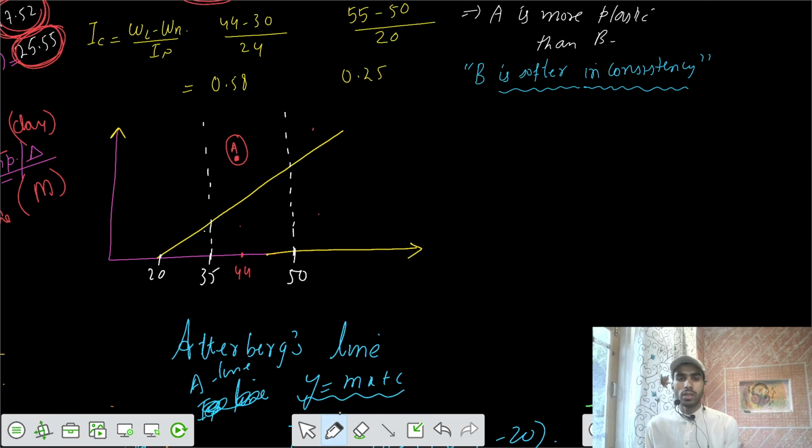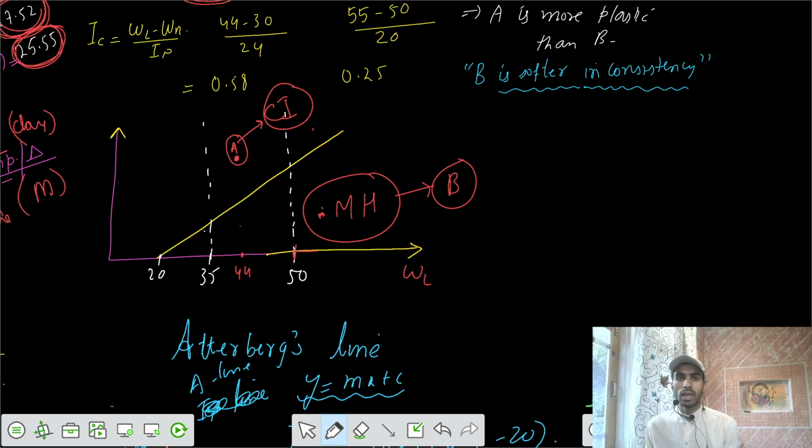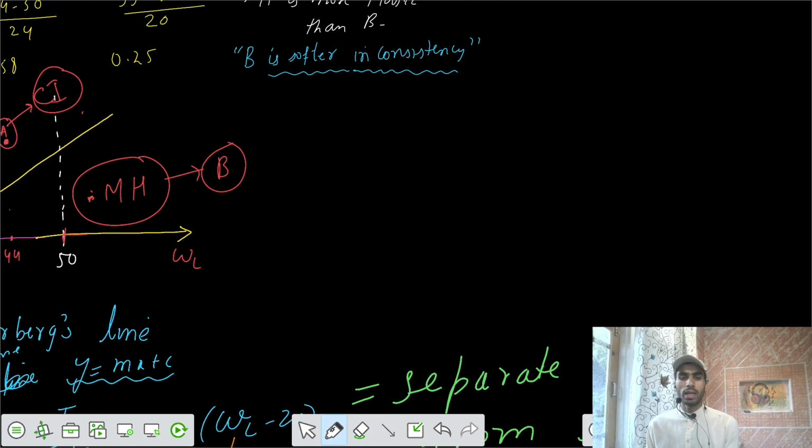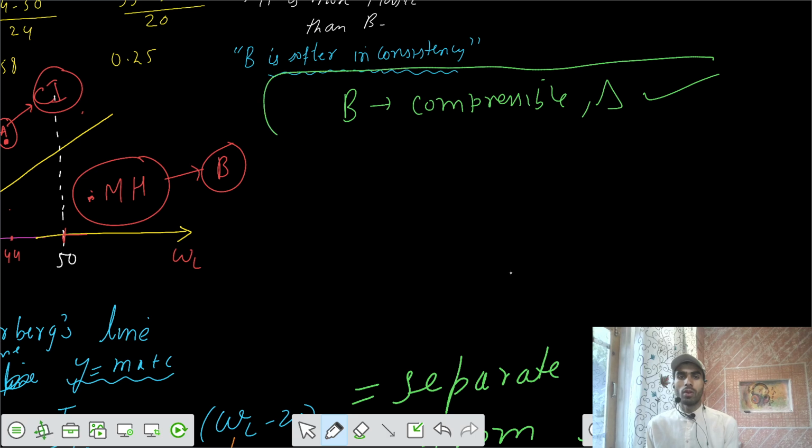So that means it's highly compressible, since it's greater than 50% liquid limit. It is somewhere here, and because your point is below the A line, this is silt and it is MH. So your soil B is MH, and your soil A is clay, but of intermediate plasticity. From that I can say your soil B is more compressible. More settlement would be there for your soil B.